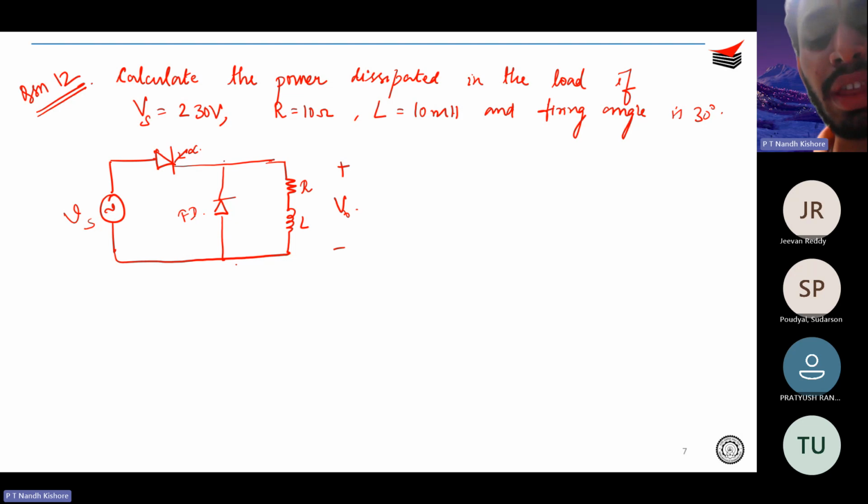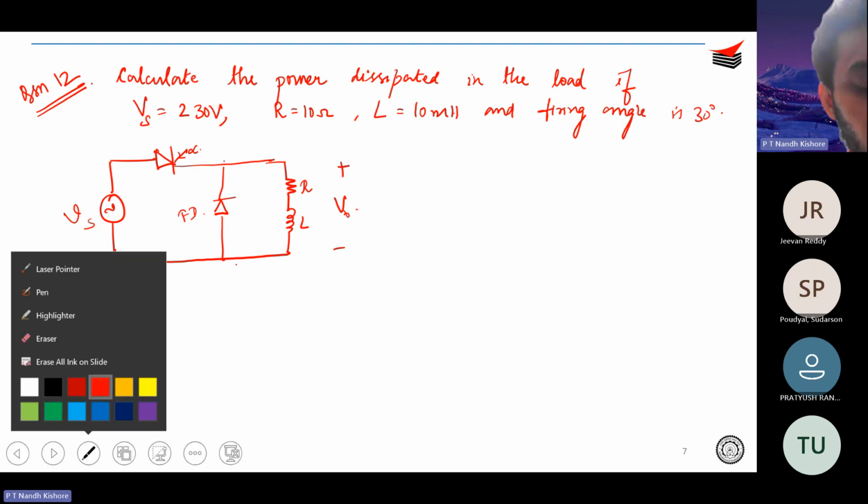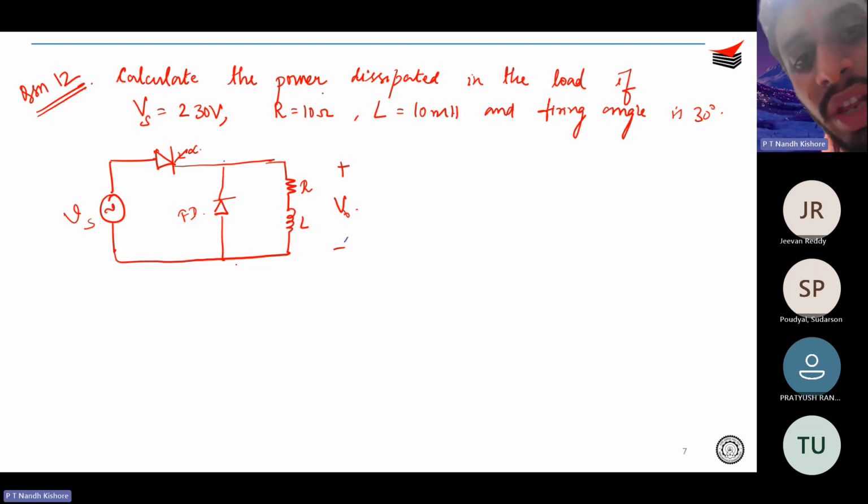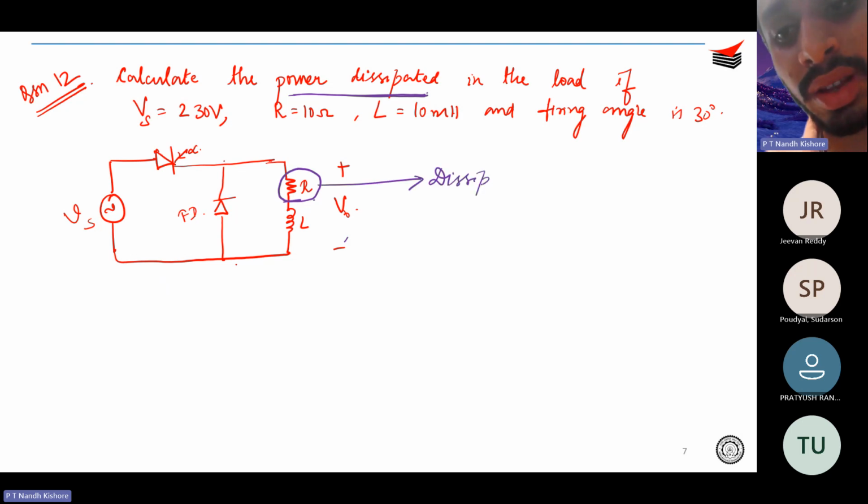So calculate the power dissipated. So first understand the question. The question is calculate the power dissipated. So dissipated means the question wants to tell that this is going to be a loss, like this is the total power loss. So where will the loss get dissipated? The dissipating element is this resistor, correct? So this R is a dissipating element. So if they ask you to find out the power loss, you just need to find out the power dissipated across this resistor, correct?